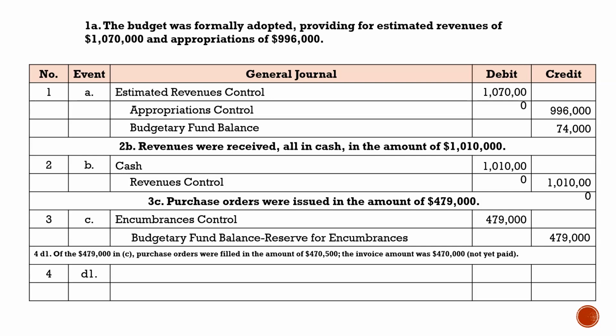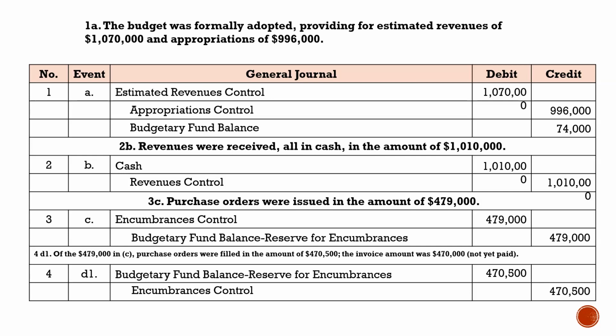So it's telling us we need to reverse of that $479,000 that we encumbered. We need to unencumber $470,500 of that. So we're going to do the exact same journal entry, just the opposite. We are going to debit our budgetary fund balance reserved for encumbrance for the estimated amount that was filled, $470,500, and we're going to credit encumbrances control for that same amount. We are now taking that paperweight off that portion of the money.